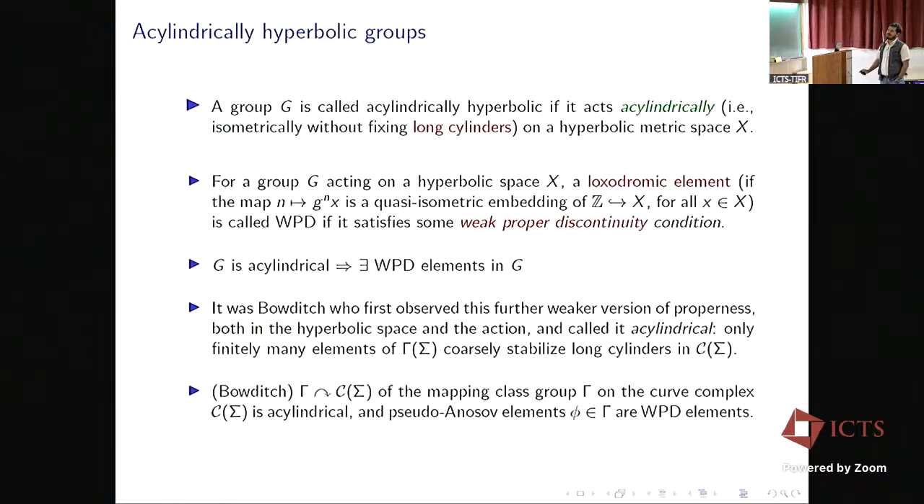So these are some elements, loxodromic elements, when the orbit map is QI embedded. And WPD: a loxodromic element is called WPD if it satisfies some weak proper discontinuity, some weaker version of a properly discontinuous action. And for acylindrically hyperbolic groups, it's sort of clear from the definition that they will have WPD elements. Now, Bowditch showed that the mapping class group action on the curve complex is acylindrical and the pseudo-Anosov elements are WPD elements.